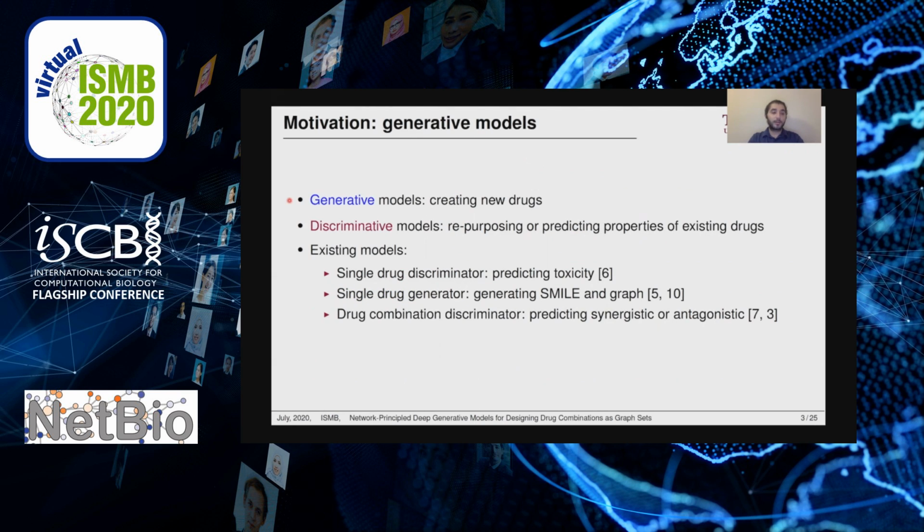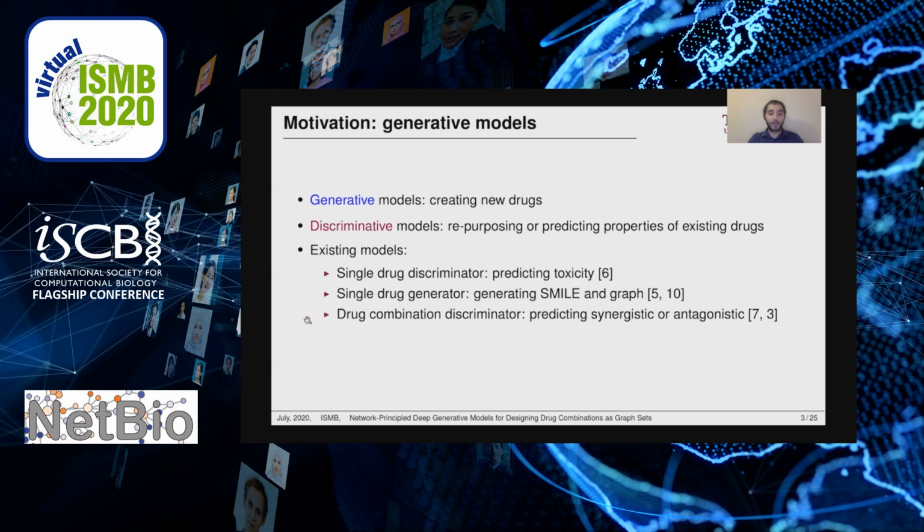Drug discovery can be categorized into two groups. Generative models, which will create completely new drugs, or discriminative models, which will repurpose and reuse the currently existing drugs. Current state-of-the-art models in drug discovery are single drug discriminative models. These models usually predict the property of a given drug. Then there are single drug generative models, which usually generate drugs based on a SMILES representation or graph representation.